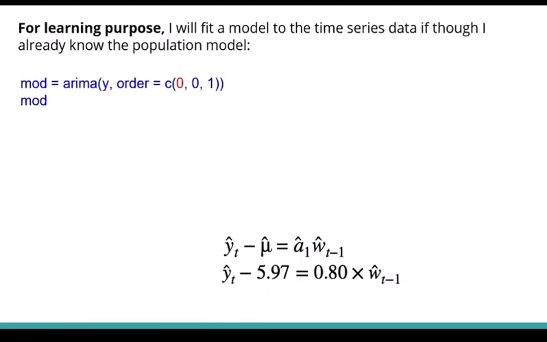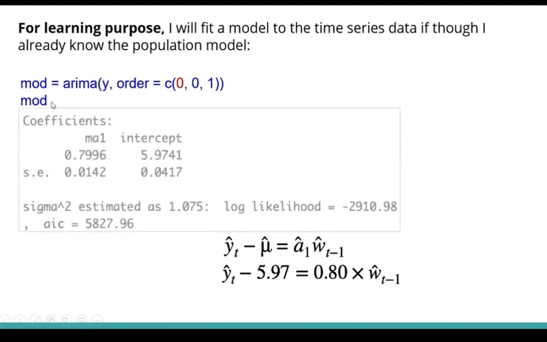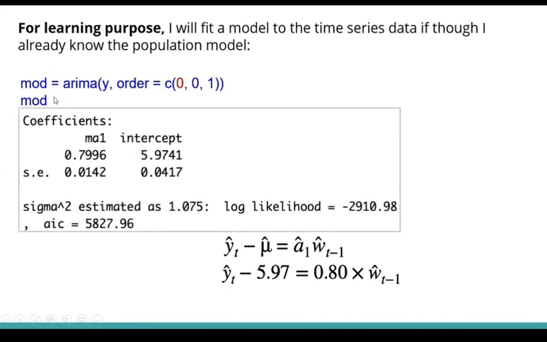Now this is the coding. You remember the other time when I was dealing with AR, we normally write 1, 0, 0, but for MA it's going to be 0, 0, 1. So take note of that. Based on the simulated data, we fitted the model. Look at what we got.